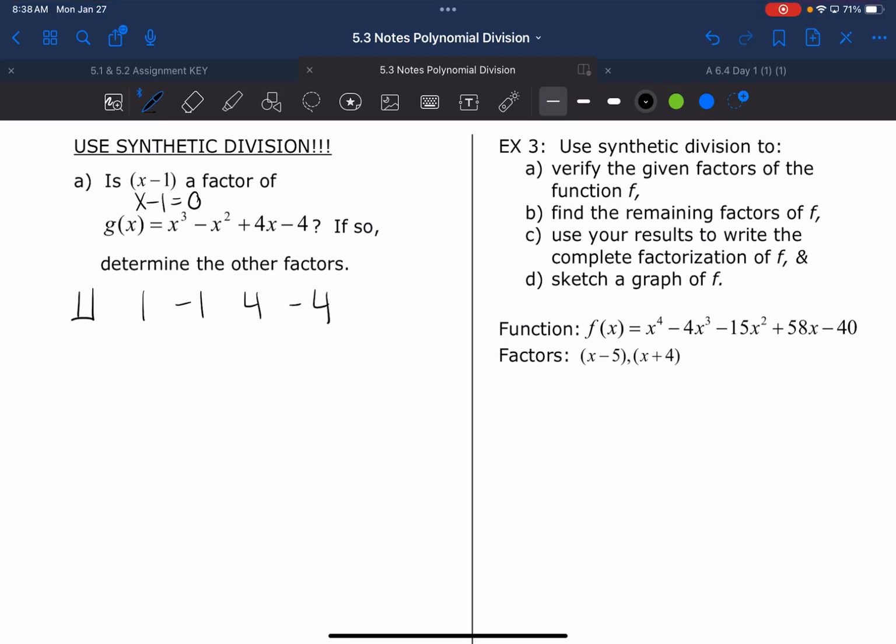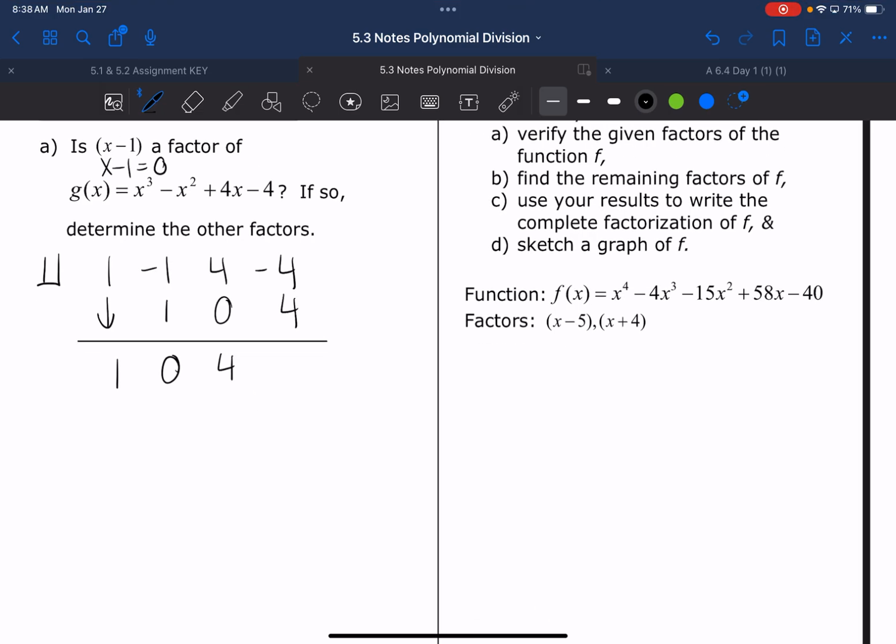Right. Okay. All right, then remember you drop down your first coefficient, and then we multiply, add. So 1 times 1 is 1, and then negative 1 plus 1 is 0. 0 times 1 is, and 4 plus 0 is, 4 times 1 is, and negative 4 plus 4 is 0. And again, remember, this one is always kind of like your remainder, right? Okay, it should always be 1 degree less than what we started with.